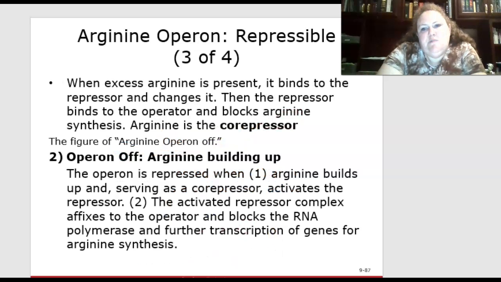When excess arginine is present, it binds to the repressor and changes it. And then the repressor binds to the operator and blocks arginine synthesis. And then arginine is then going to be the corepressor.